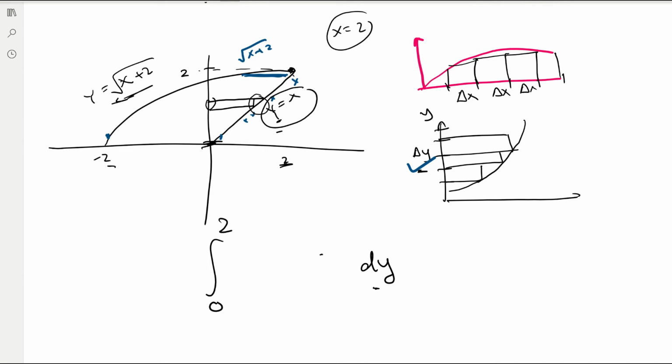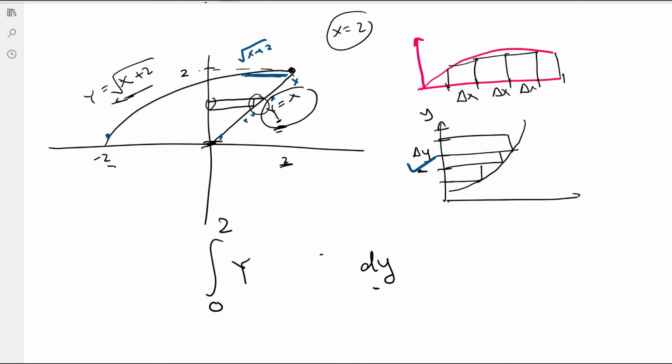Now the right hand side function. Now you have to write it in terms of y. Okay. So remember, I think I wrote it as x minus square root x plus 2. This is wrong because now we are setting up the integral in terms of y. Okay. So the rightmost function is y. y is equal to x. So the function is y.